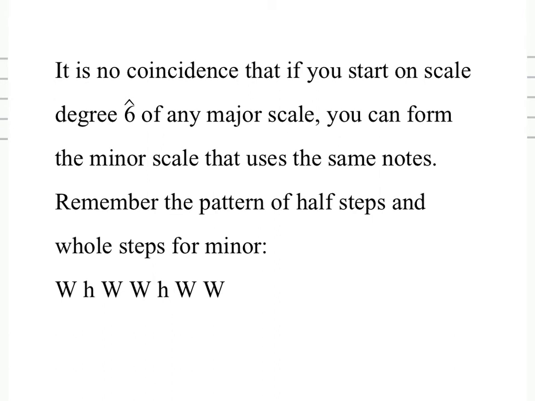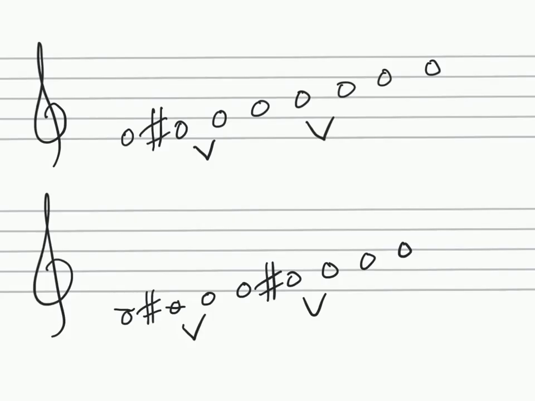It's no coincidence that if you start on scale degree 6 of any major scale, you can form the minor scale that uses the same notes. Remember the pattern of half steps and whole steps for minor. Whole, half, whole, whole, half, whole, whole. I'll demonstrate what I mean by extending this that way. Okay, consider it from there, and those are the notes of the G major scale.